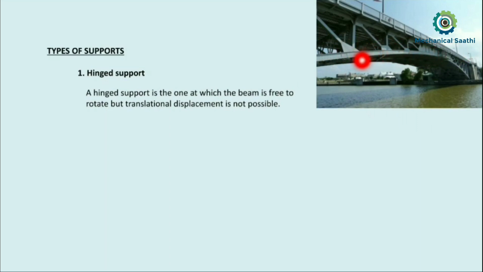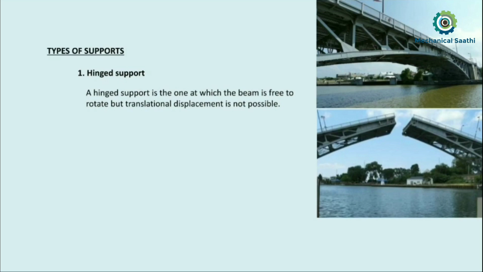In the next figure you can see that the two halves of this bridge have been raised up. So how can it be done? There will be a place where it is connected, and those supports are the hinge supports. That means it is allowing rotation about that support. That's how we can rotate it whenever it is required.